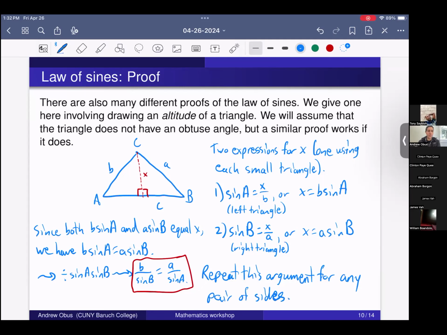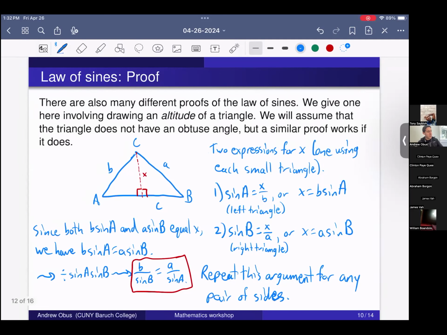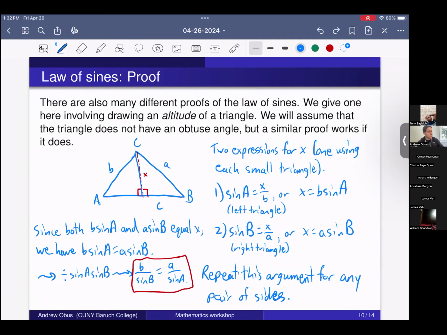So this proof, I think, is maybe even simpler than the cosine law. You just draw the altitude, and then you just get two different expressions for the length of the altitude. One is in terms of angle A on the side B, and the other is in terms of angle B on the side A. They're just kind of symmetric expressions, and setting them equal to each other, you get the sine law.